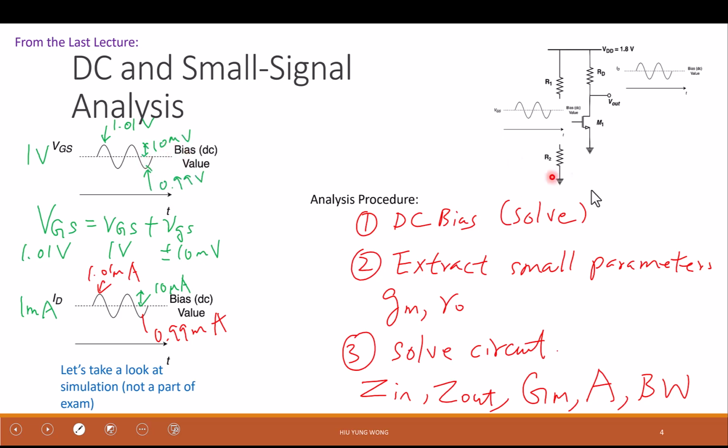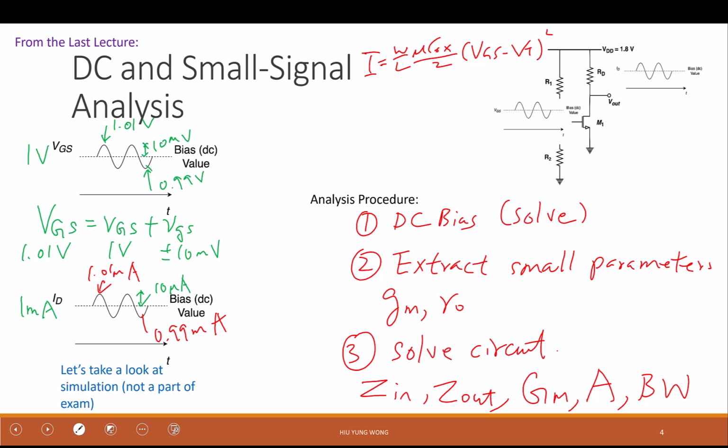Now you could have solved the full equation, right? For example, I equals W on L mu C ox divided by 2 times VGS minus VT squared. You could have done this. You say, okay, when it is 1.01 volt, what is the I? Maybe 1.01 milliampere. When it is 0.99 volts, the current maybe becomes 0.99 milliampere. You could have done that, go through all this trouble if you like. But this is not a good way. It does not give us insight.